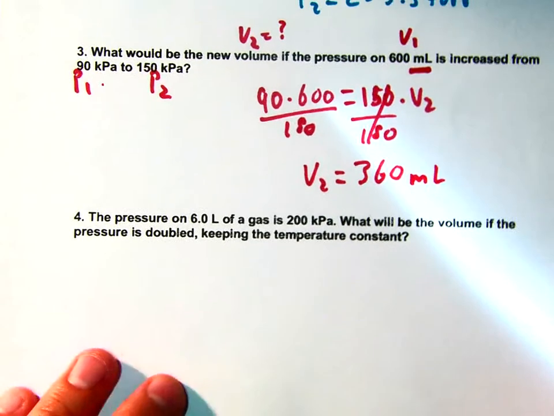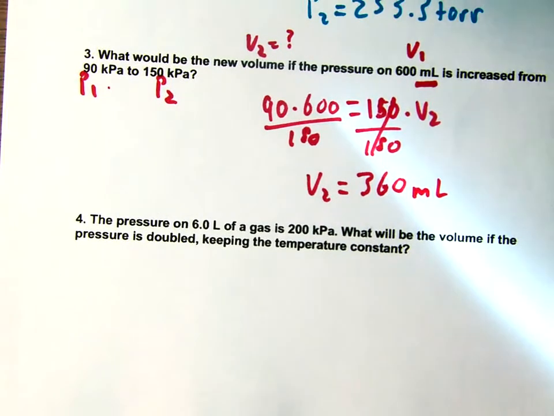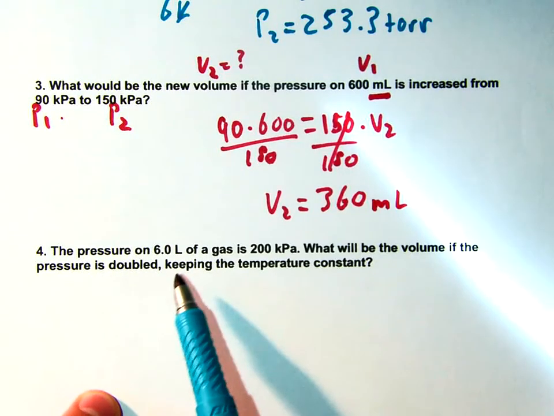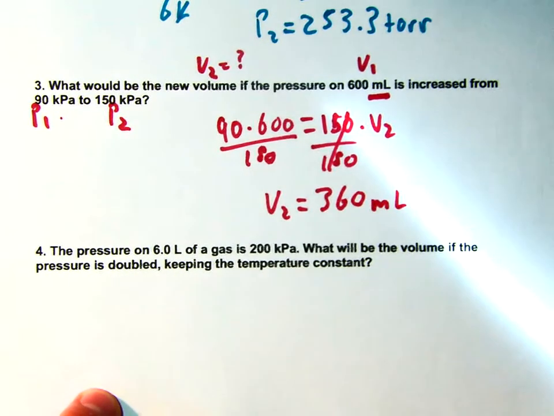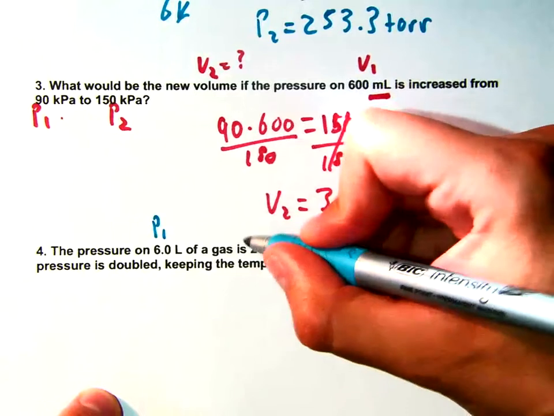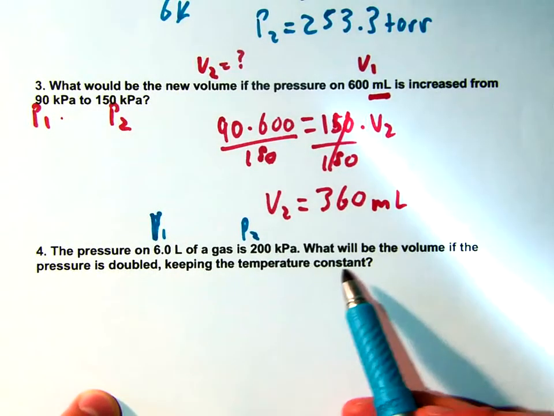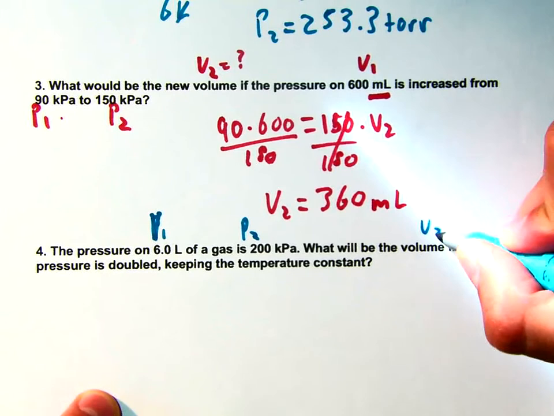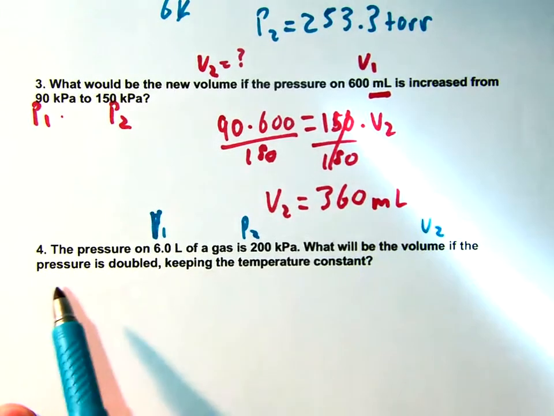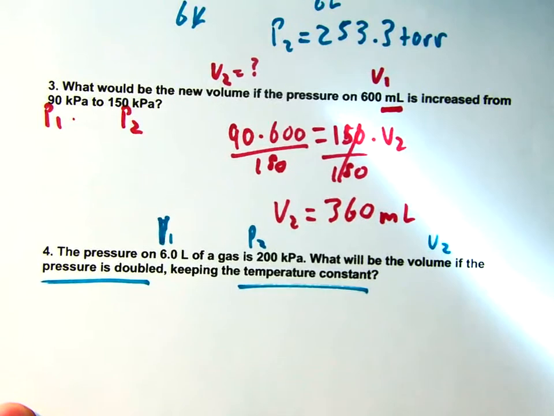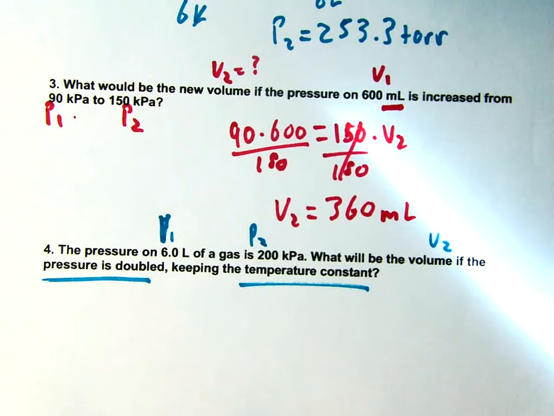So it says, in this problem, we have the pressure of 6 liters of a gas is 200 kilopascals. So that's my V1, and that's my P1. What will the volume be? So I'm looking for V2 if the pressure is doubled. Okay? Keeping the temperature constant. The other ones didn't say the temperature was constant, but if it doesn't tell you the temperature changes, you can assume that the temperature is staying the same. Unless they tell you that it changed. That's a different type of problem.